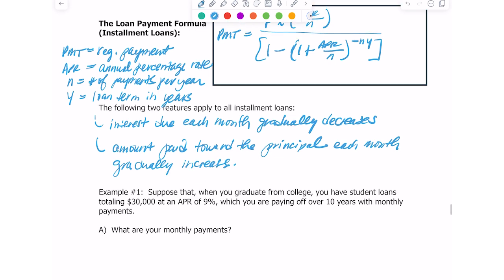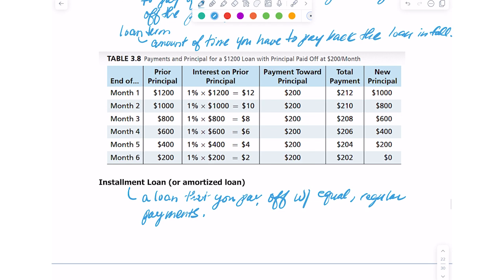We can see that in the table as well, because not only are you paying the $200, you're also paying the $12 in interest, right? And that eventually leads you to be able to reduce your loan amount to nothing.